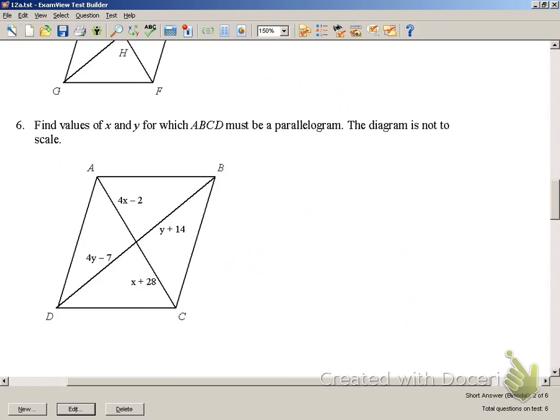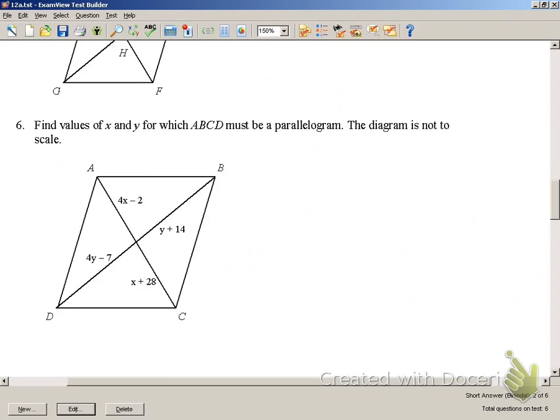Number 6. Find the values of x and y for which ABCD must be a parallelogram. The diagram is not to scale. So now we're reversing roles. We don't know that it's a parallelogram, but we treat it just like it is. If we're trying to prove something is a parallelogram, treat it just like it is.